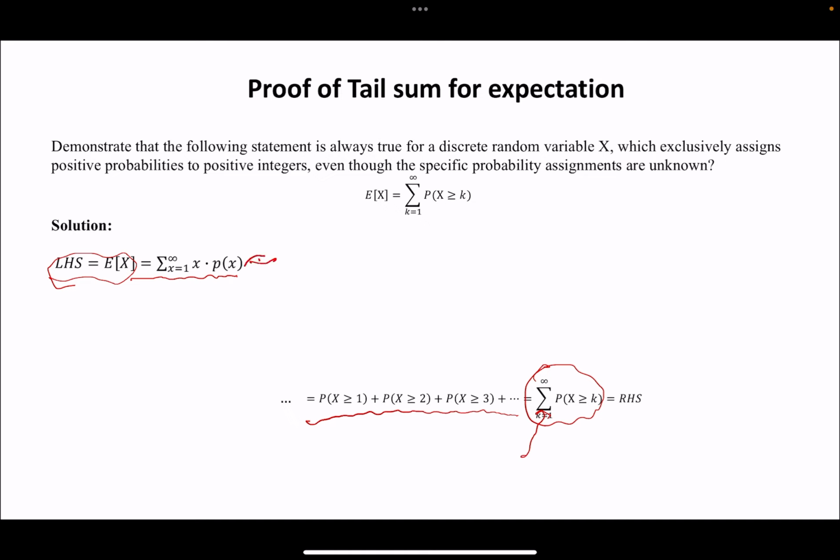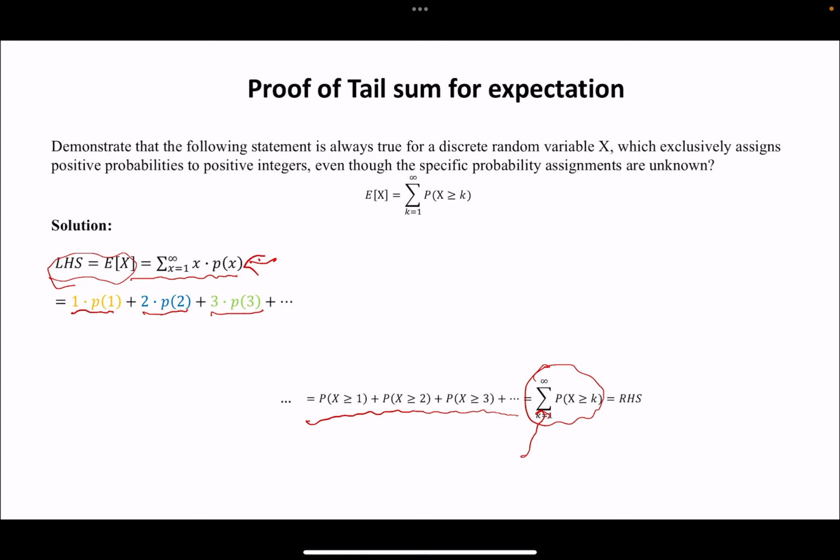Okay, next let's go back to the left-hand side. We do the same thing and expand this summation symbol. When x equals 1, the expression will be 1 times p1. When x equals 2, it will be 2 times p2, and so on. So it will be 1 times p1 when x equals 1, 2 times p2 when x equals 2, 3 times p3 when x equals 3.